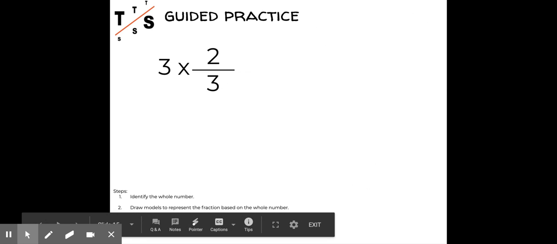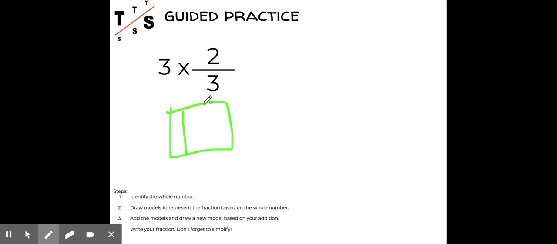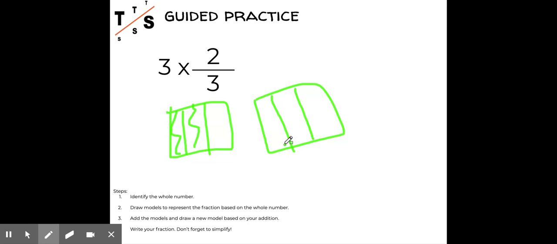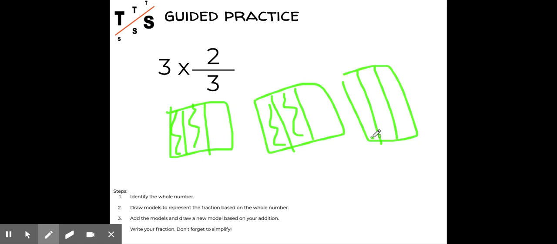Okay, let's try this one. 3 times 2/3. So I have my thirds here, 2/3, and 2/3, and 2/3. My whole number is that 3, 2/3. So when I add them together, let's see here, I'll have those two, and then I'll bring this one over.